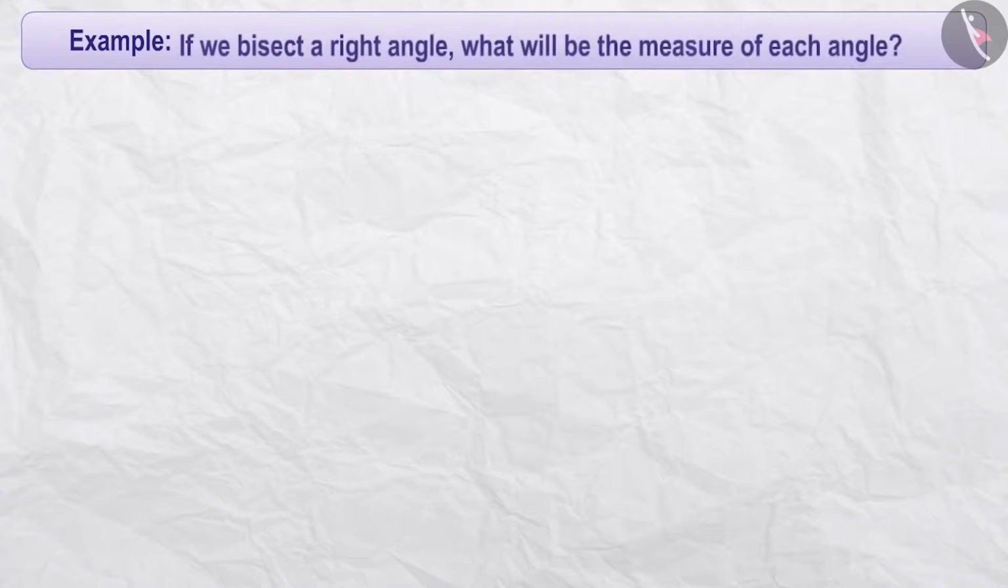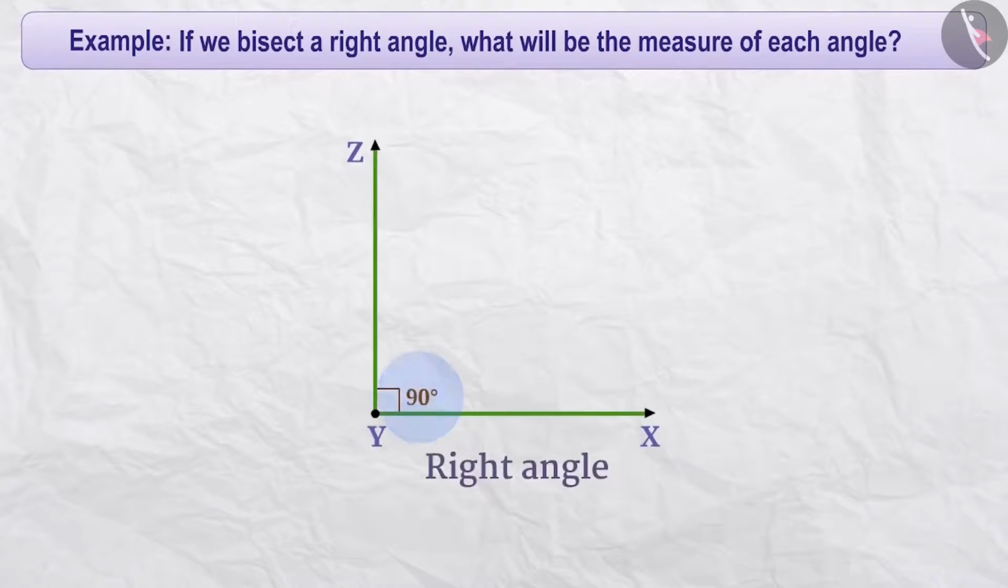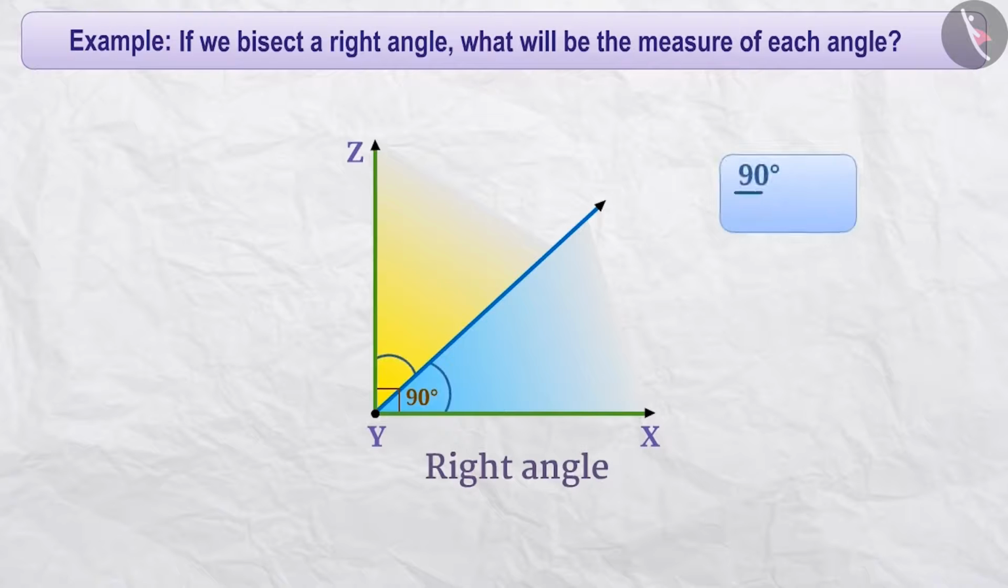Next example, if we bisect a right angle, what will be the measure of each angle? We know that right angle means 90-degree angle. If we bisect this angle, we will get two equal parts. Since both angles are equal, each angle will measure 90 degrees divided by 2, which is equal to 45 degrees.